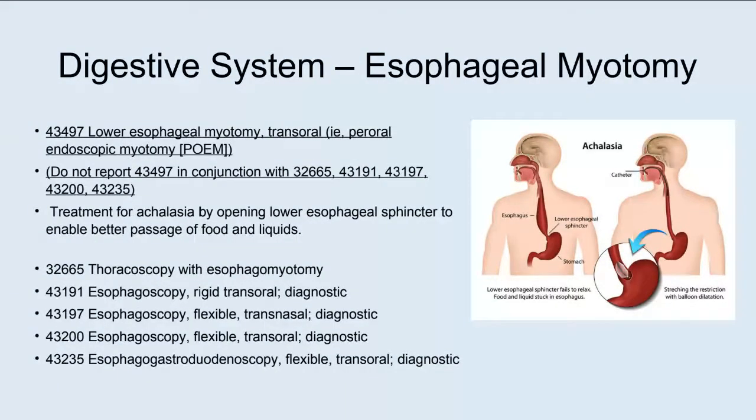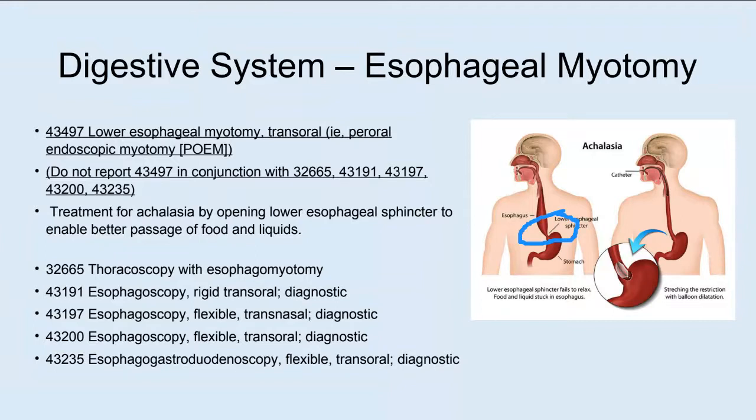Okay, esophageal myotomy. This is also in the digestive system, and this is called a POEM, a peroral endoscopic myotomy. This is a treatment for achalasia which opens the lower esophageal sphincter here, and you can see that it is narrowed. So it's a way to open it up so that food and liquids can pass more easily. So this is a new code. There's also a note under this new code.